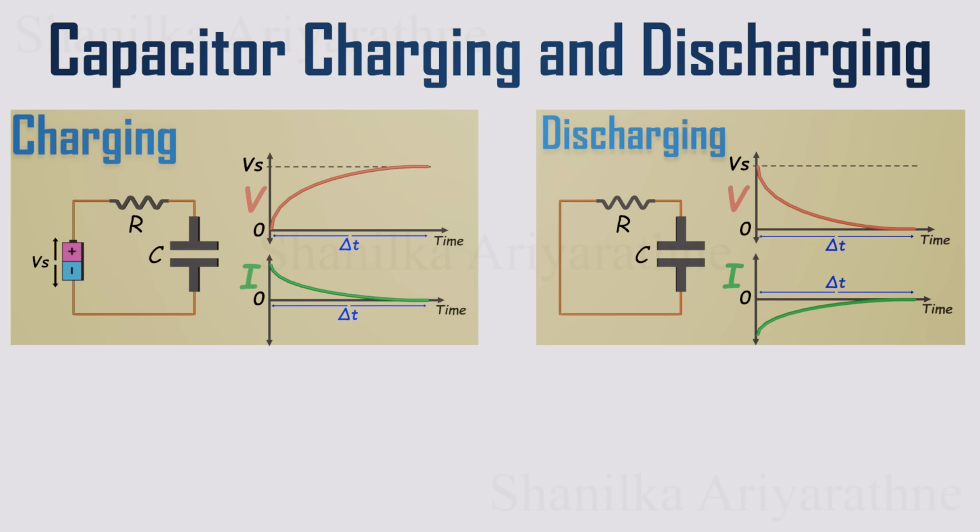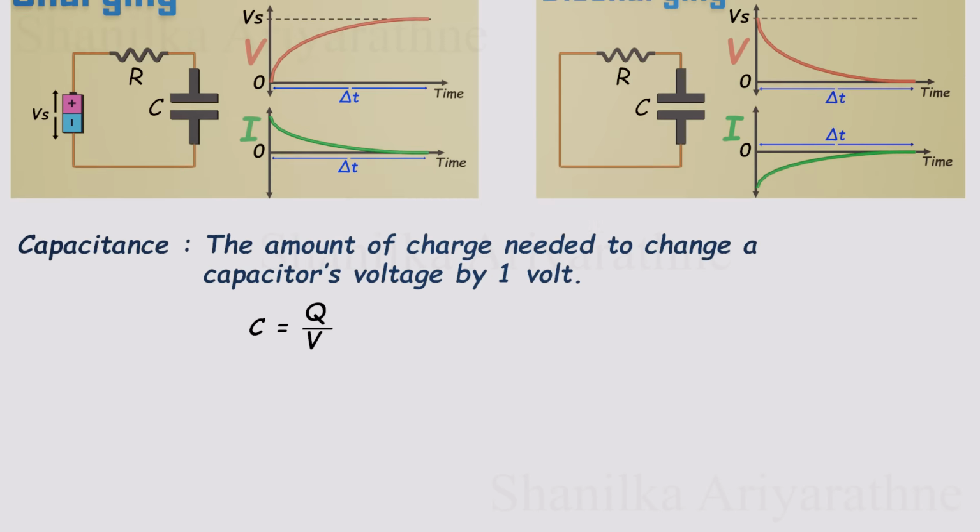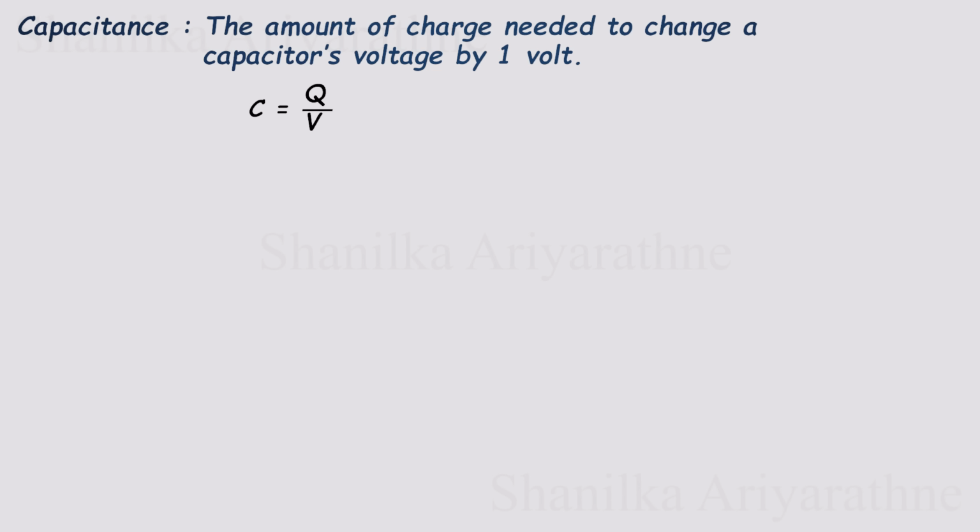Now let's get into some math. Earlier, we defined capacitance as the amount of charge needed to change a capacitor's voltage by 1 volt. And remember, charge is measured in coulombs. The basic relationship is C is equal to Q divided by V. Let's build on that. If we rearrange the equation to make charge the subject, we get Q is C times V.